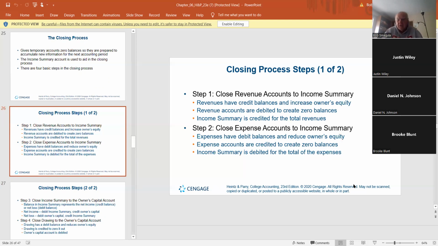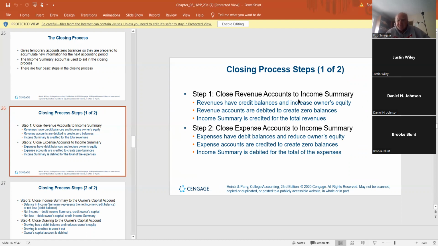Step 1, close the revenues. How do we do it? Revenues have a normal credit balance, as you now know. So what we're going to do is debit all the revenue accounts. You might have 3 or 4 of them, or you might just have 1, but we are going to debit the revenue accounts to bring them to zero, and we're going to credit our temporary account called income summary. So at that point, the income summary contains the revenues.